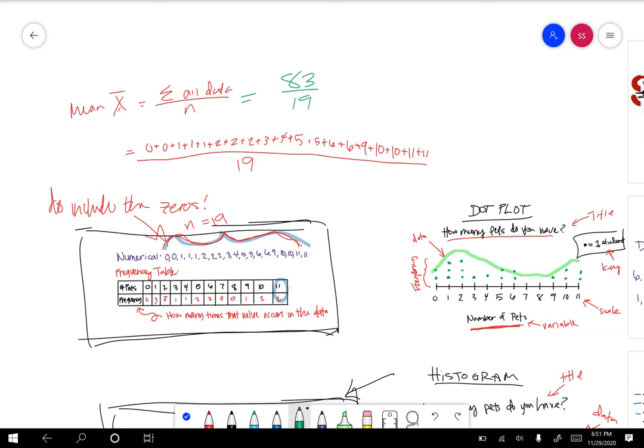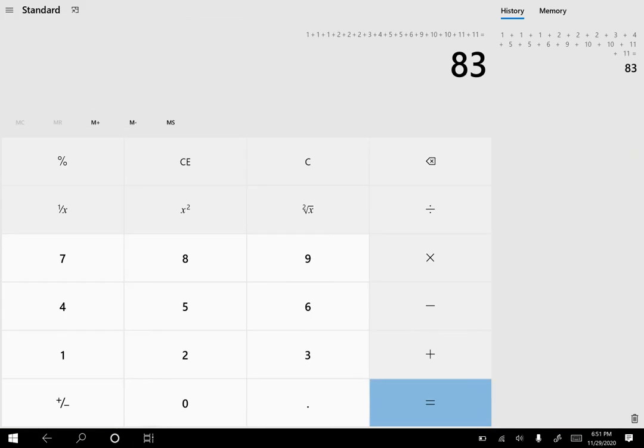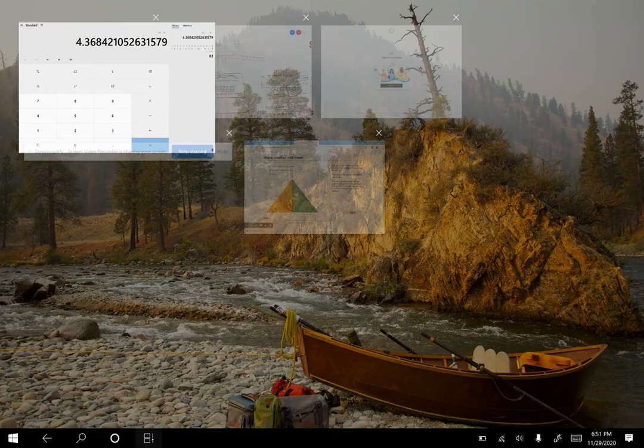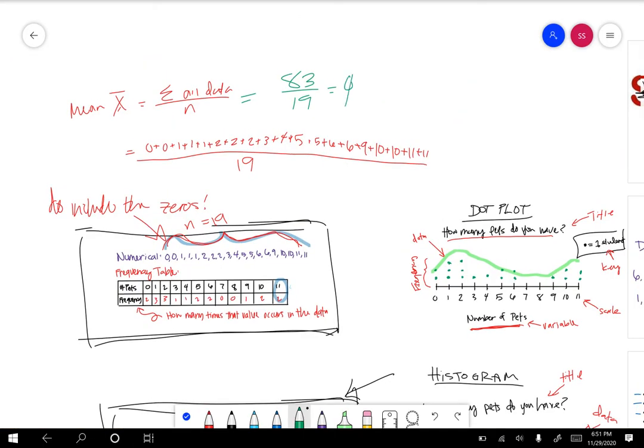We know we have 19, so we're going to do 83 divided by 19. Okay, so we're going to round to the nearest hundredth. Okay, so we have 4.37.